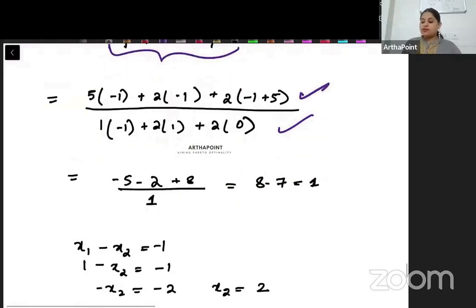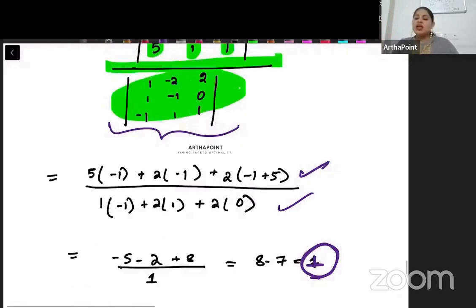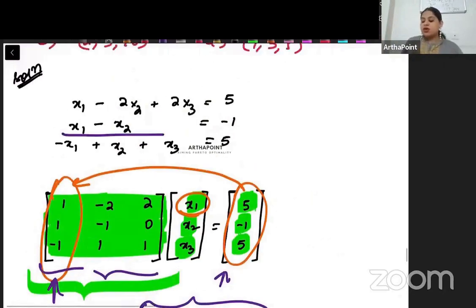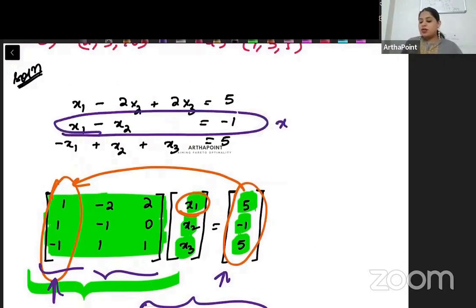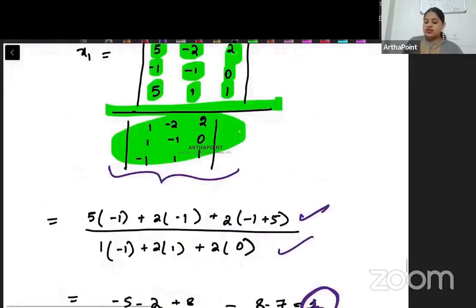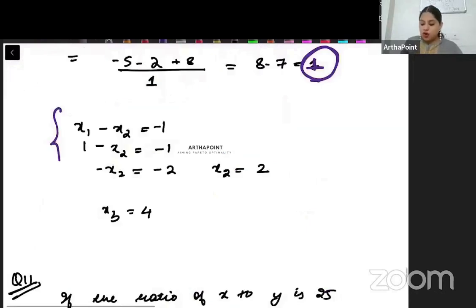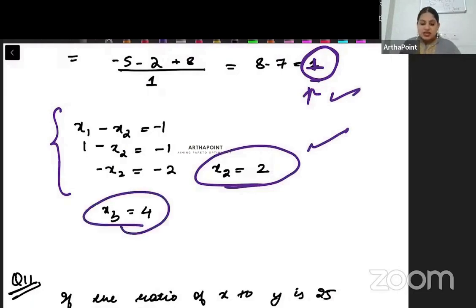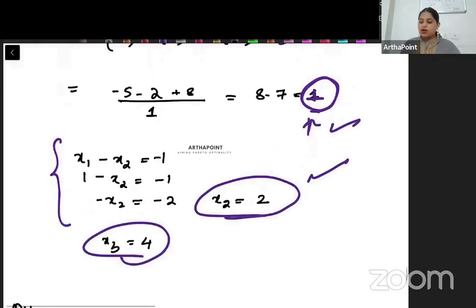When you solve for the determinants, you will get the value of x1 as 1. Now for x2 and x3, even if you don't apply Cramer's rule it will work, and if you apply it, that will also work. Why? Because I can easily see from here that if x1 is 1, x2 will be 2. So from this equation, if x1 is 1, x2 will be 2. Right? You know x1, you know x2, you can find x3 also. So the answer to this question will be 1, 2, and 4.